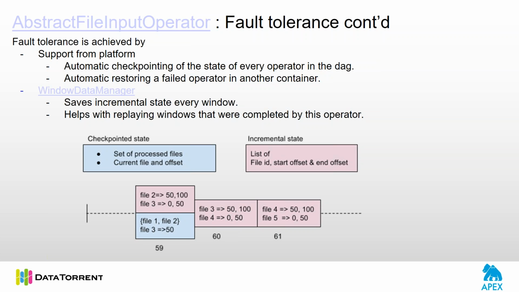Now, if the operator failed in between, in window 62, it will be restored with the checkpointed state of window 59. So it will know that it had already processed file 1 and file 2, and it will know that it had processed file 3 partly, till offset 50.